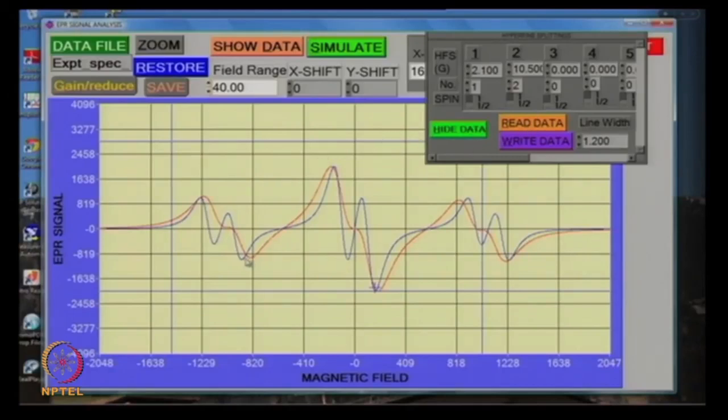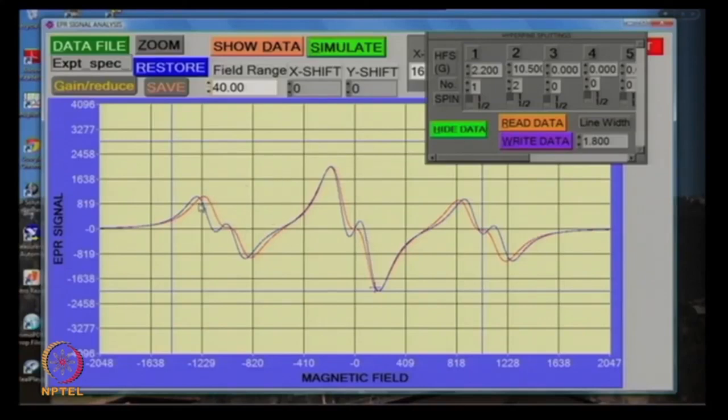Now, still this is not matching with this. So, this is not matching with this one. So, maybe we need to increase this coupling constant, is 2.2 let us say, then see what happens here. It does not look quite right at all. So, maybe we should increase the line width further. Okay, a little bit more, all right. So, it is trying to be similar to the experimental spectrum.